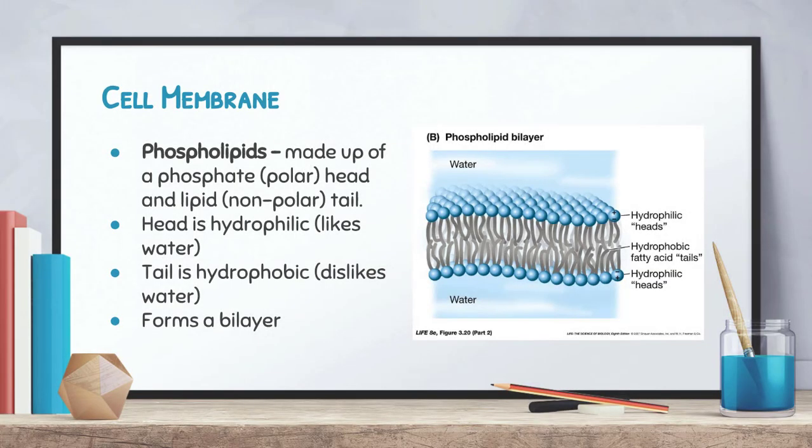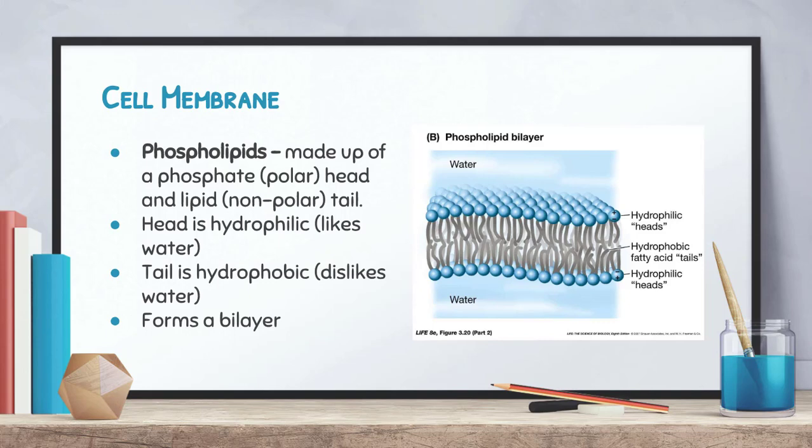Now the phospholipids themselves are made up of a phosphate head, which is polar. We talked a lot about polarity last time. Things that are polar like to be near water. And the tails are nonpolar. They're made up of lipids, and we know lipids are fats and oils that do not mix well with water. That is why this forms a bilayer.